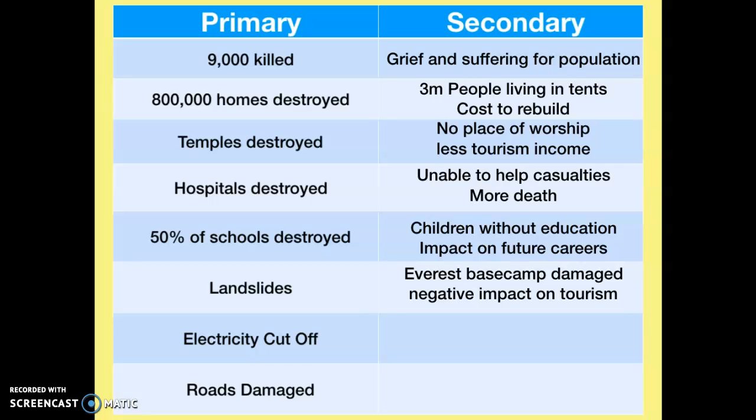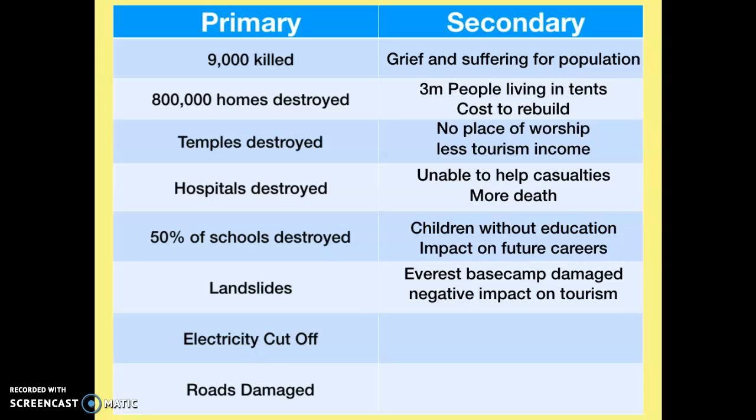Okay, another primary effect was that electricity was cut off. This happened almost immediately with all of the shaking. Wires were cut, and there are lots of remote villages. Lots of people live in remote areas in Nepal, up high in the mountains, very isolated, and they were left without electricity.